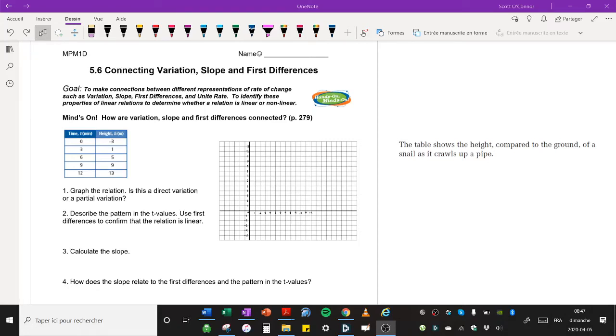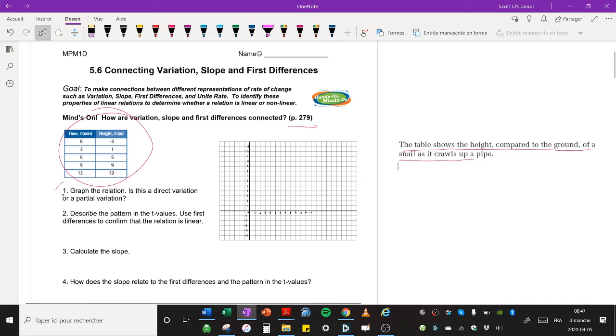Hi class, welcome to this video on section 5.6, connecting variation, slope, and first differences. And we're going to start by looking at this table of values that you can see on the screen here, which is taken from page 279 in your textbook. This table of values shows the height compared to the ground of a snail as it crawls up a pipe, and that is over time.